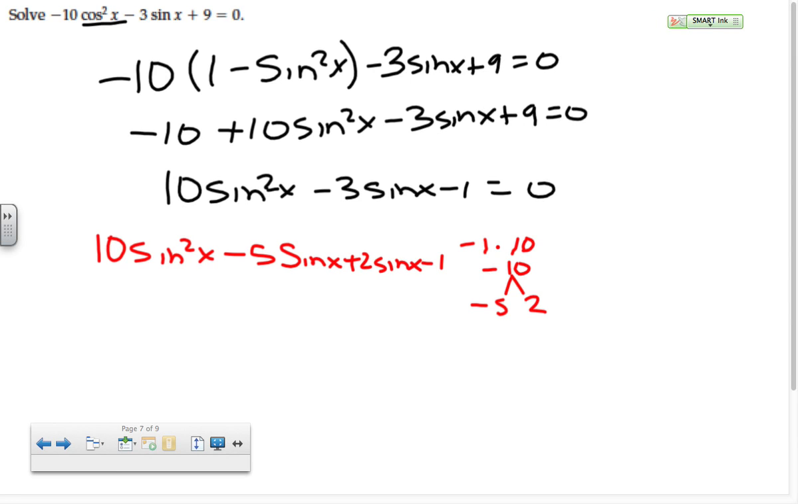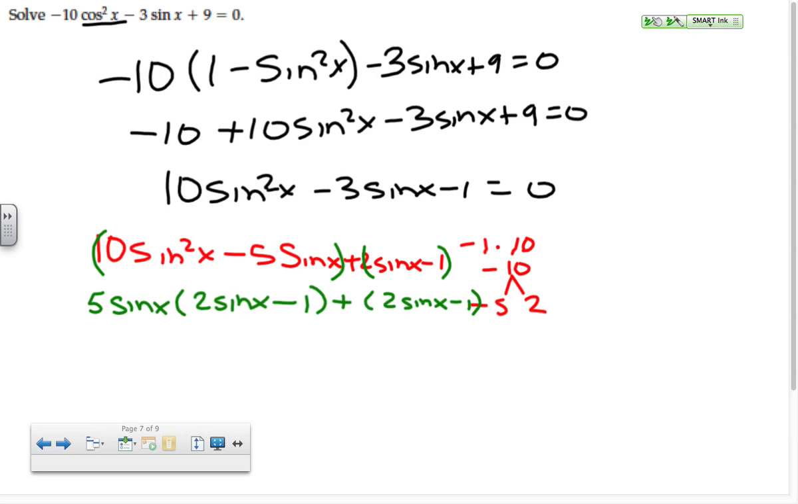I'm going to group. And I end up with, I factor out a 5 sine x, and I'm left with 2 sine x minus 1, plus 2 sine x minus 1. Again, grouping: 5 sine x plus 1 times 2 sine x minus 1. Alrighty. Woo! And I'm not done yet. Now I have to solve. I have 2 equations. I'm going to solve both of them.